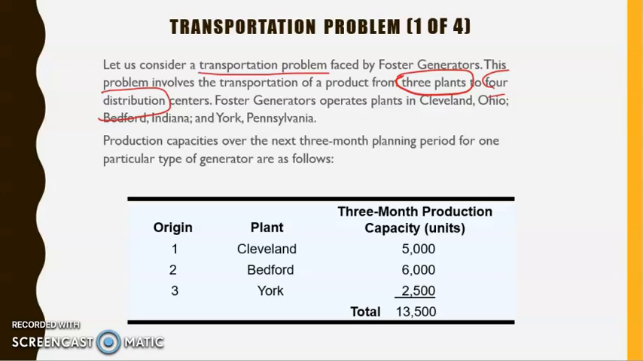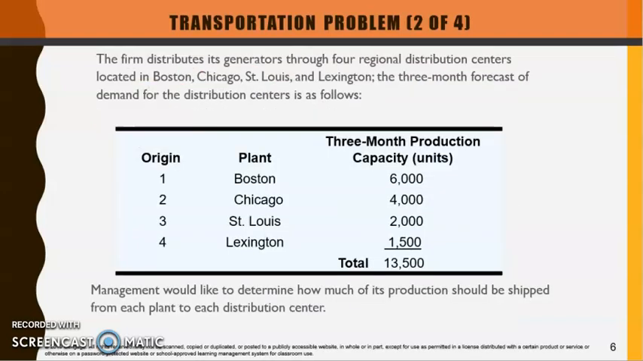That totally sums up to 13,500, the total production capacity for these plants that Foster Generators has. So you just need to have that. We understand that we have 3 plants. Each of them has different capacity. Most probably in the next one, we expect to see the destination points where all this production will go.